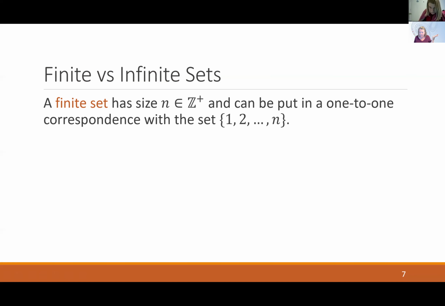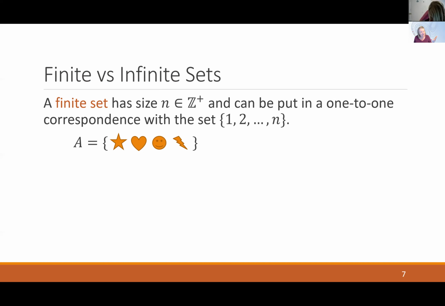So a simple example. Here I have a set A, and in my set, I have 4 shapes. I have a star, I have a heart, I have a smiley face, and I have a lightning bolt. The size of this set is dictated by how we can put this in a one-to-one correspondence with the set of counting numbers.